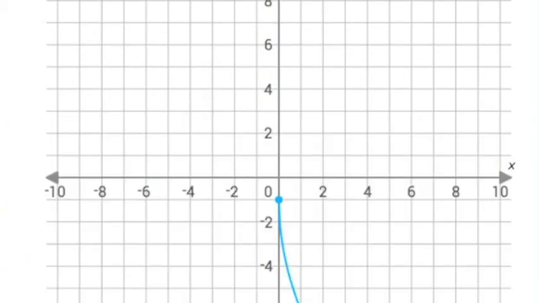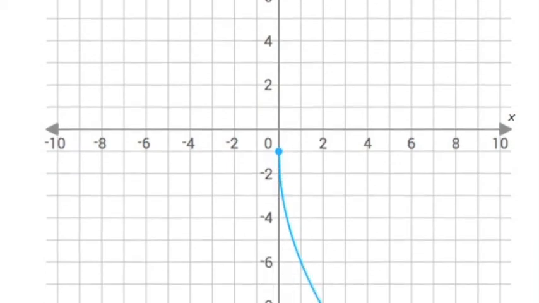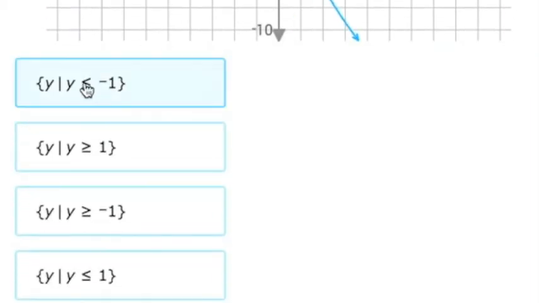What is the range of this function? Can y be 8? Can y be 4? No. Can y be 2? No. Can y be 0? No. But y can be negative 1. Can it be negative 2? Yes. And anything going in this direction. So I'm going to say y is less than or equal to negative 1, because it's any value that's equal to negative 1 and less than negative 1.